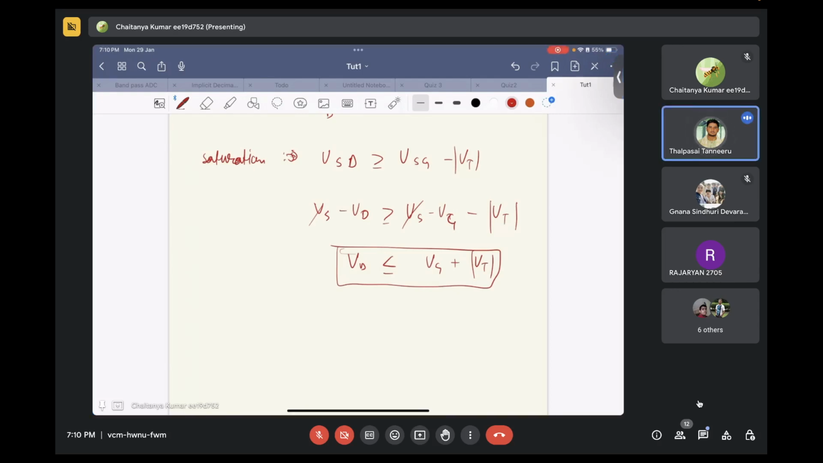Okay, let's get back to it. For saturation, we need your drain voltage should be less than or equal to Vg plus modulus of Vt. In English, how will you say this?